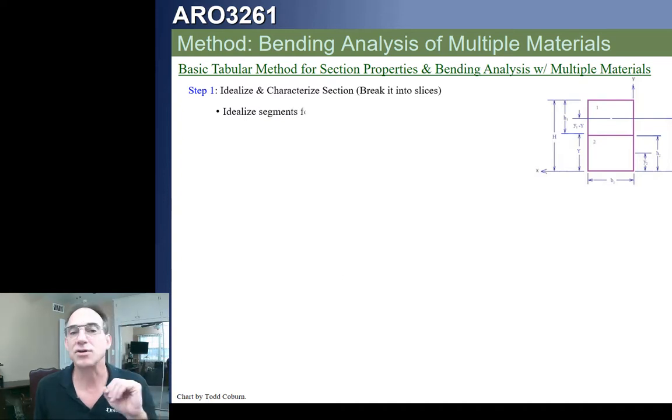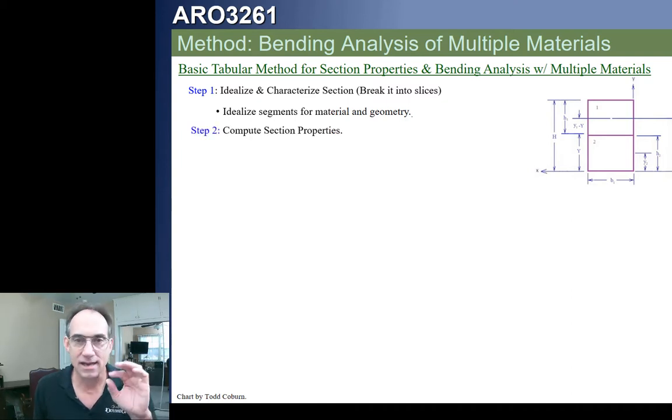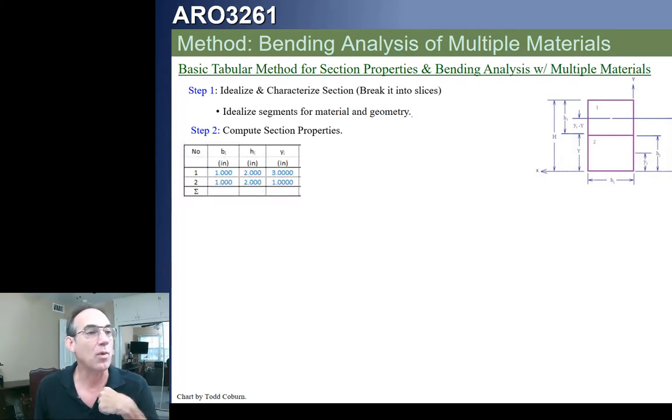We're going to idealize our section just like before. We're going to place our coordinate system on the thing and idealize, numbering our little elements. We're going to compute our section properties. We're going to start in the same way. We're going to put our width and our height of each and our y bar of each.